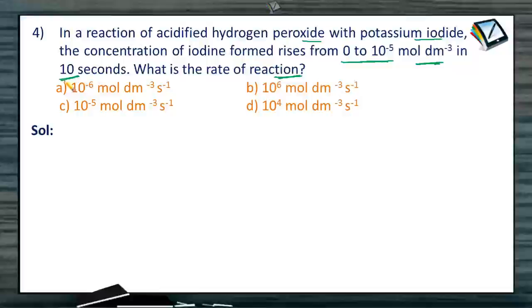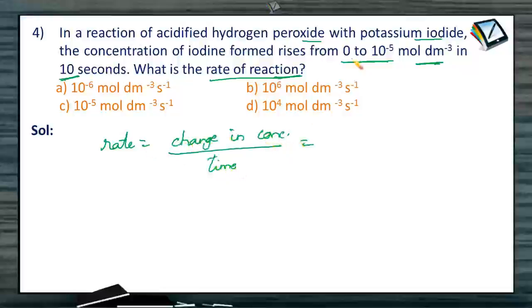And what we need to calculate here? We need to calculate the rate of reaction. So how will we calculate the rate of reaction? Rate of reaction is equal to the change in concentration upon time, isn't it? So what is the change in concentration? It is changing from 0 to 10 power minus 5. So it is 10 power minus 5 divided by the time interval, that is 10 seconds. So the calculation is very simple. So the answer is 10 power minus 6 mole per decimeter cube per second. So the answer is option A.